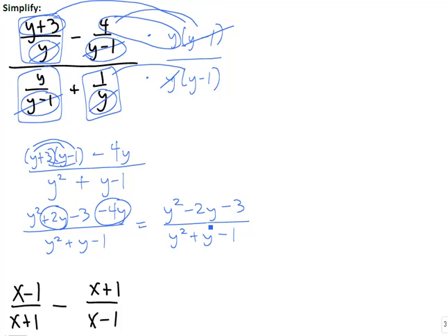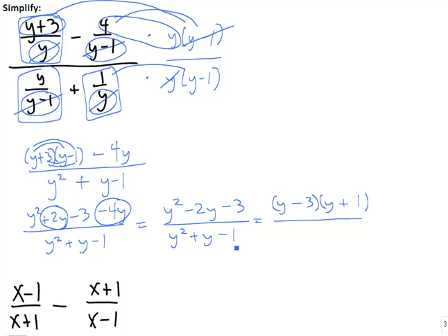And if you want to try to factor the top, we have a trinomial. So we're going to need a y and a y. 3 times 1 is 3. If I make the 3 minus and the 1 plus, then I'll get a negative 2 on top. So the top does factor.